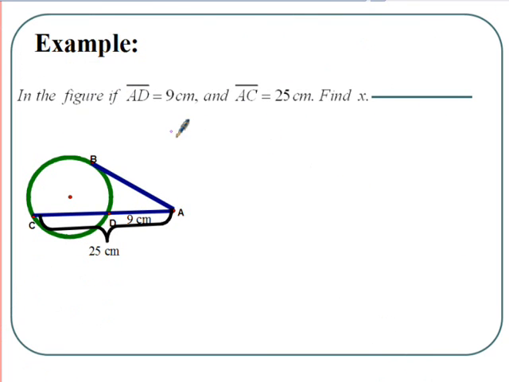So here we have, in the figure, if AD is 9, so this piece here is 9, and AC, the whole thing, is 25, find X. So we'll say X is right here, okay? So we have this outside times the whole thing, so that's X squared, X times X, equals 9 times the whole thing. Well, in this case, the whole thing is 25. So 9 times 25 is 225. And the square root of 225 is 15.